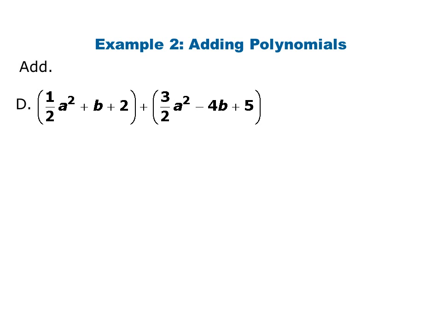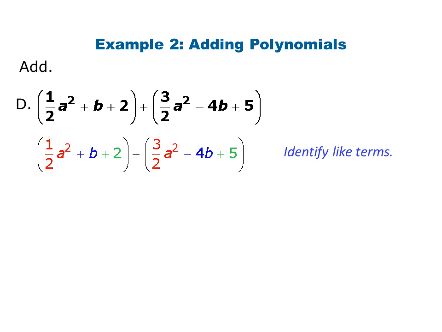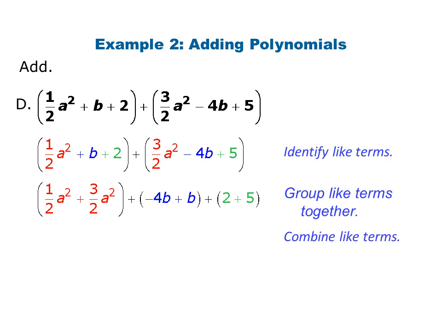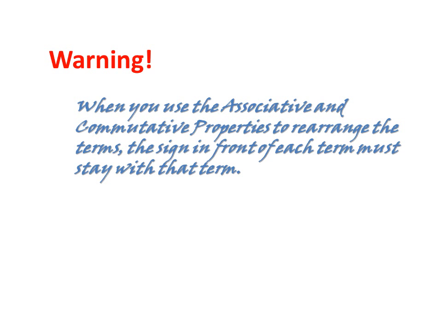Fraction, so don't let that freak you out, don't worry about it. So which ones do you think are the same terms? 1/2 a squared and 3/2 a squared. Then we have b and 4b, and the constants are the same terms. Okay, so all we have to do is red gets added to red, blue gets combined to blue, and then green to green. And here's our final answer.